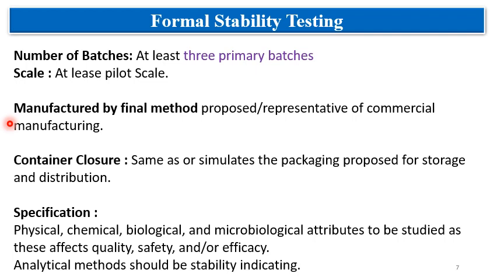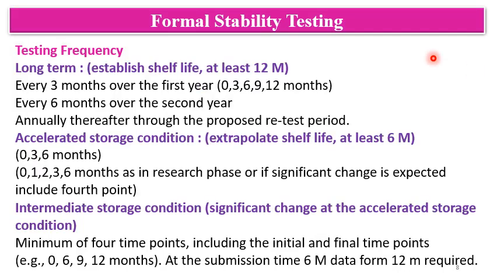Then the analytical methods applied to the final batches are required to be validated, and they should be stability indicating. Stability indicating means, if you consider the assay, that the assay method should disregard the impurities and only consider the API, so that you will get the actual potency values of the API.